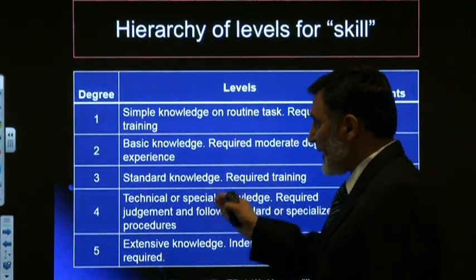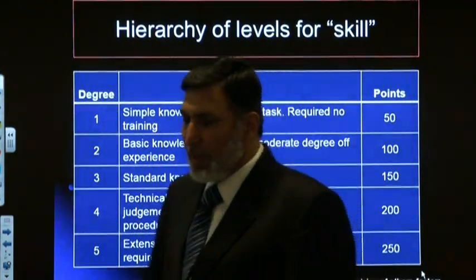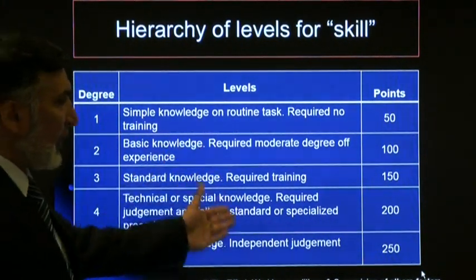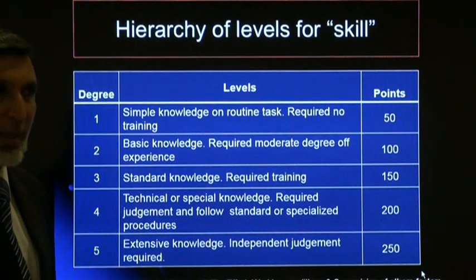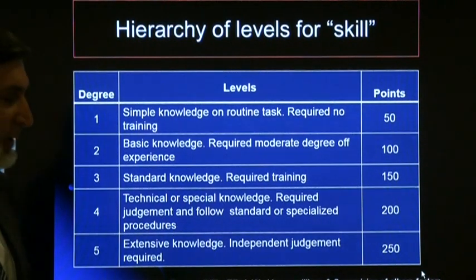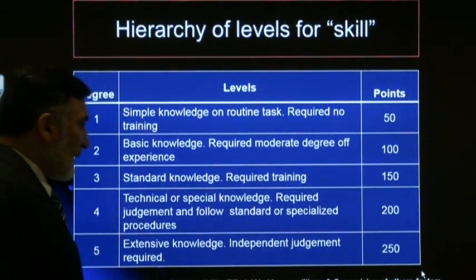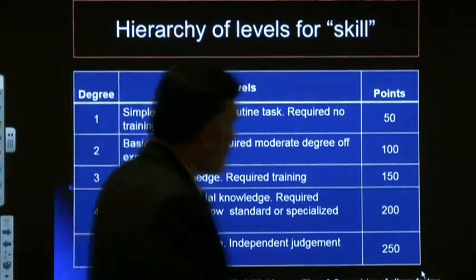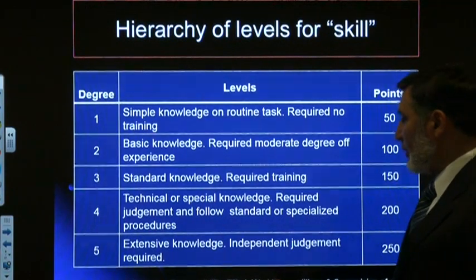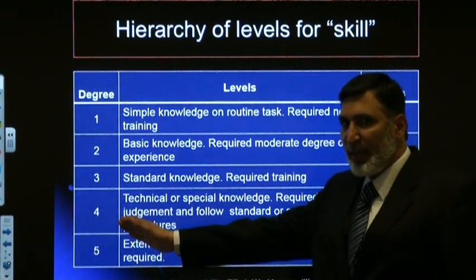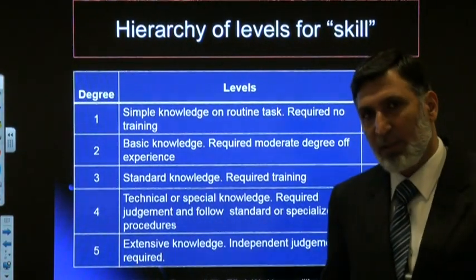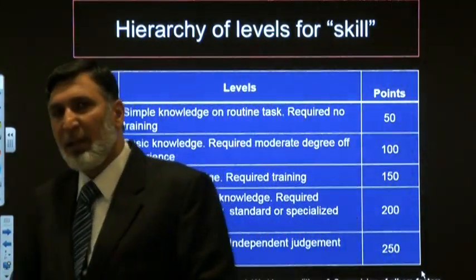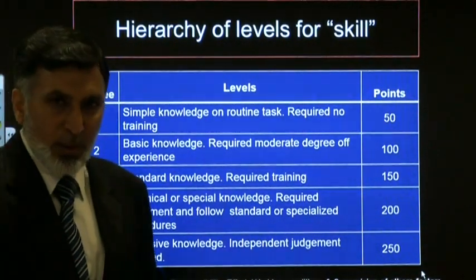So I have prepared this chart, with degrees 1 to 5. You may change these degrees from 1 to 3, 1 to 4, or 1 to 6, along with the definition and the points. It depends upon the organization, how it is going to move, and which factors it assigns to evaluate all the jobs. This is only one table I have prepared, for skill. You need to develop the same charts for the others. You can change the degrees, the definitions, and the numbers. So you also need to develop tables for responsibility, effort, working conditions, and supervision of others.